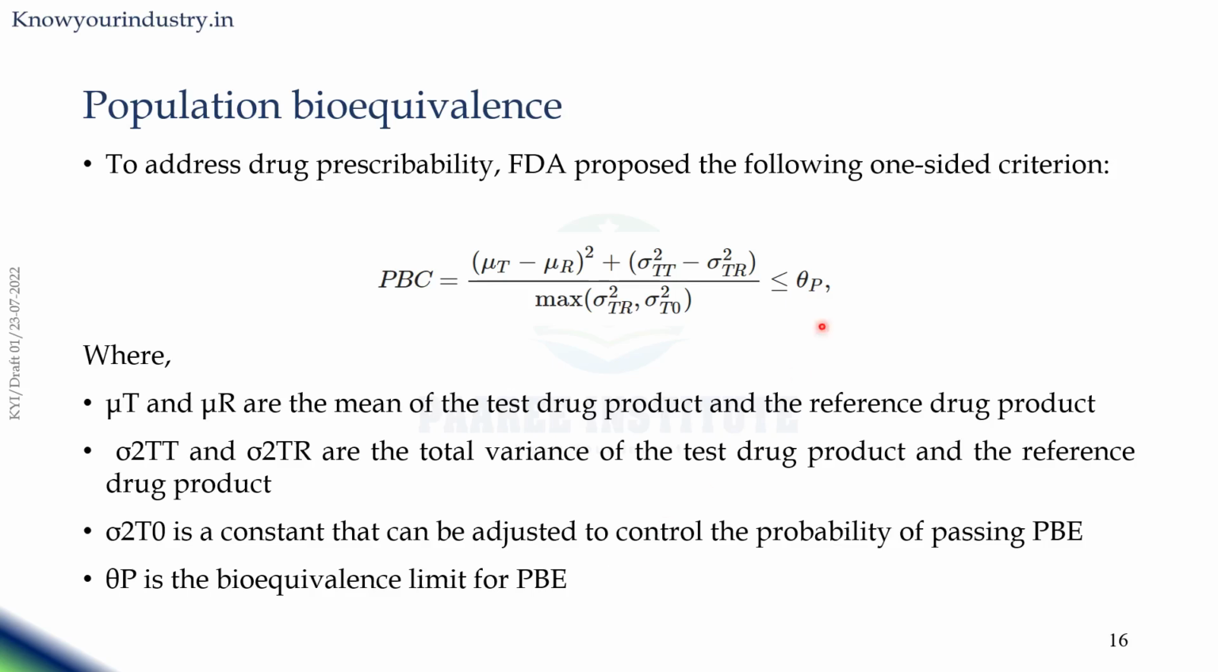So basically, this formula is used as a criterion for the population bioequivalence, and the population bioequivalence uses multiple lots of the test and reference product to understand the total variance of the test drug product as well as the reference drug product.